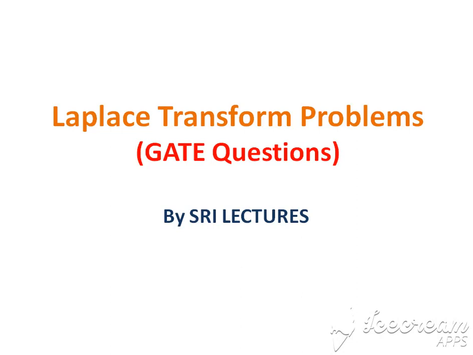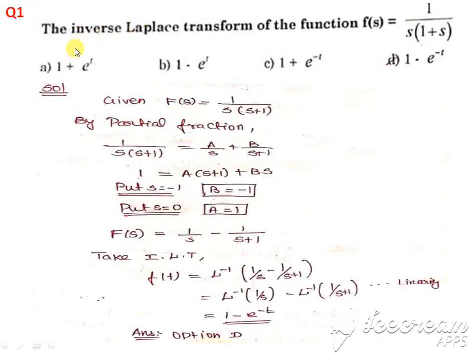Laplace transform problem. Previously asked GATE question. First question: the inverse Laplace transform of the function F(s) is equal to 1 divided by s into 1 plus s. So the options are given.